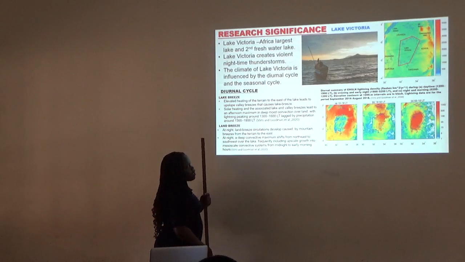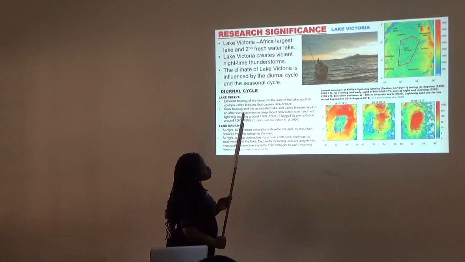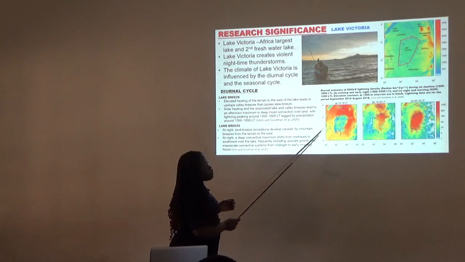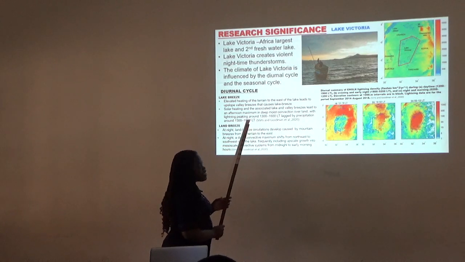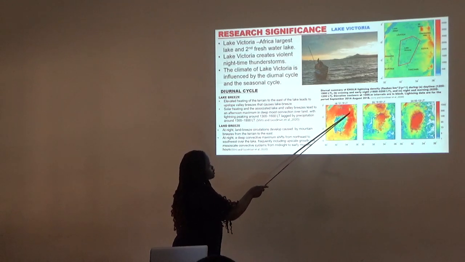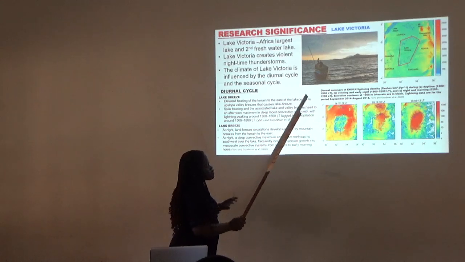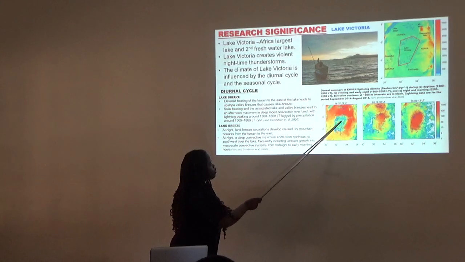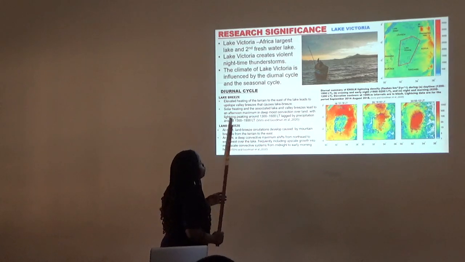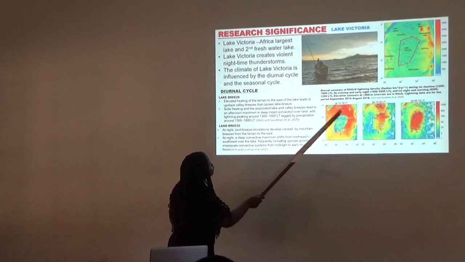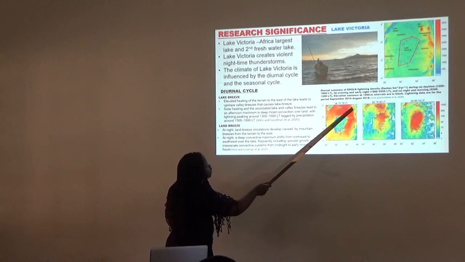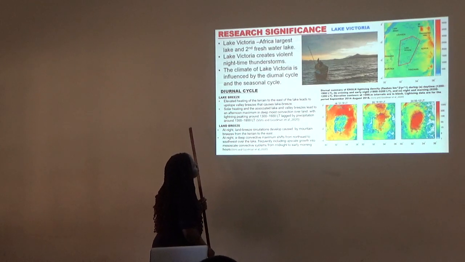During the day in the lake region, the land is hot and the water is cool. And during the night, it's the opposite: the water is hot and the land gets cool. So during the day, there is elevated heating from the mountain regions of the Kenyan highlands, and it causes lake breeze.